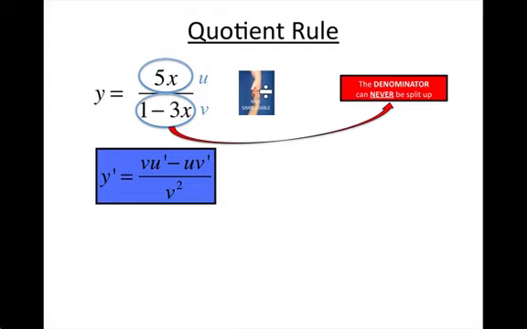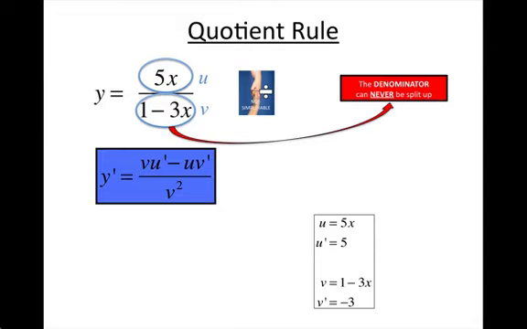As we did with product rule, always chopping board it. u, in this case, is 5x. u dash will therefore be 5. v is going to be 1 minus 3x. v dash will be minus 3. Okay, we're now ready to sub it all into our formula. Again, sub them all into their own individual brackets.